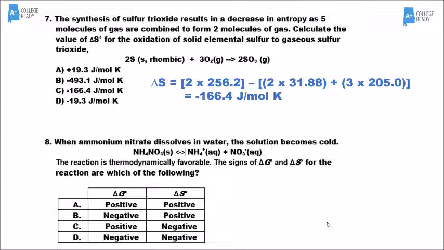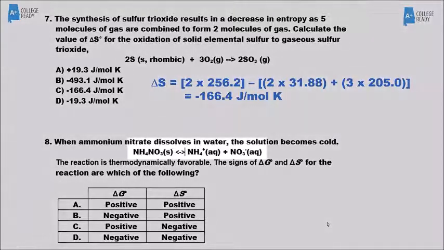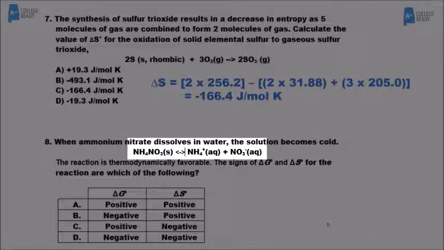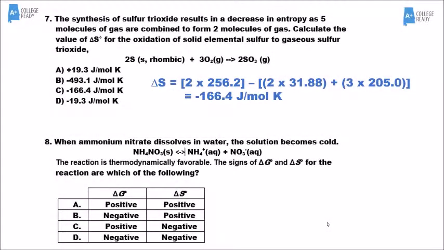For number 8, there's no math involved. It asks the students to think about what's going on. So first, let's look at delta S. You're going from a solid to a solution. So as a solid becomes a solution, we're going from more order to more disorder. Therefore, delta S would be positive.